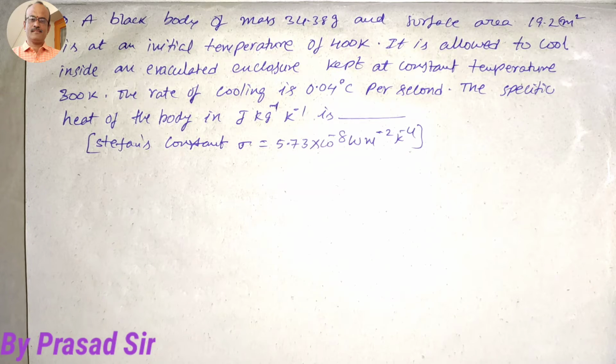Now the question number 20. A black body of mass 34.38 grams and surface area 19.2 centimeter square is at an initial temperature of 400 Kelvin. It is allowed to cool inside an evacuated enclosure kept at constant temperature 300 Kelvin. The rate of cooling is 0.04 degrees centigrade per second. The specific heat of the body in joules kg to the power of -1 K to the power of -1 is how much? And Stefan's constant is given, sigma equal to 5.73 into 10 to the power of -8 watt meter to the power of -2 K to the power of -4.